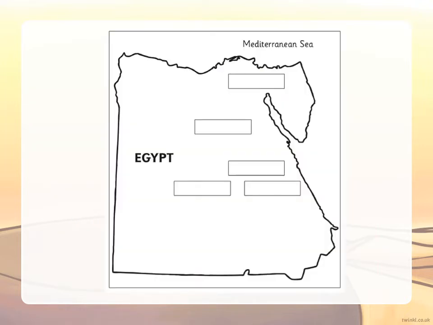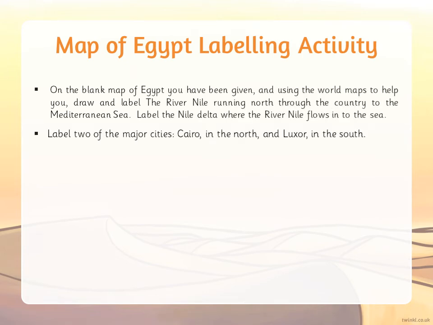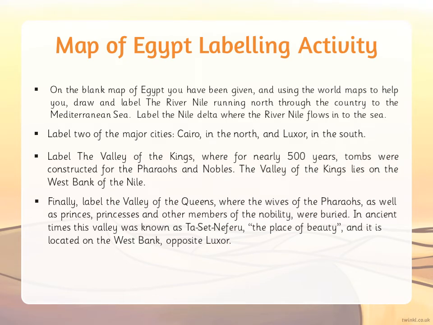So, class 9, you need to get this sheet ready to be writing on because you'll be doing that to stick in your book. Class 10, again, if you do not have it, you can either screenshot it or you can find it on Dojo. Using the clues that are on the screen right now, you need to be able to label the two major cities, Cairo in the north and Luxor in the south. So where do you think they will be on the map?